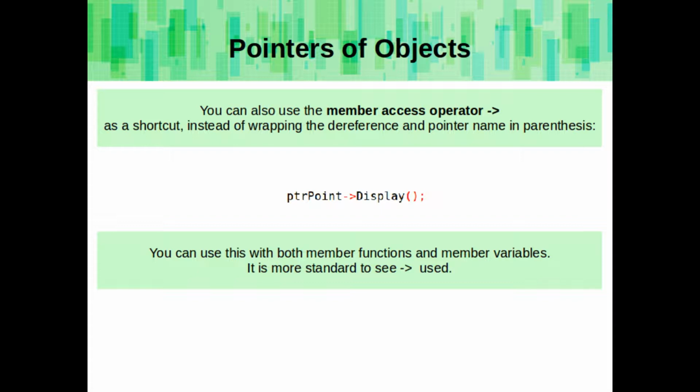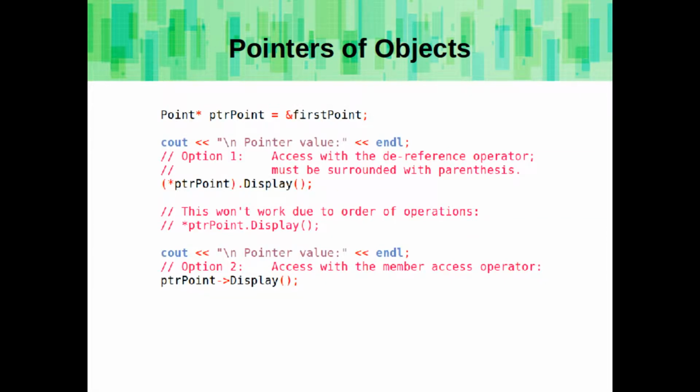Also, it is more standard to see this arrow operator used when using class pointers. So when using a pointer to a class object, remember that there are two different ways to access the members.